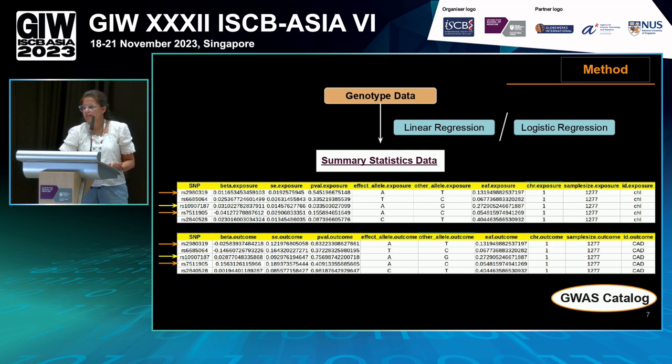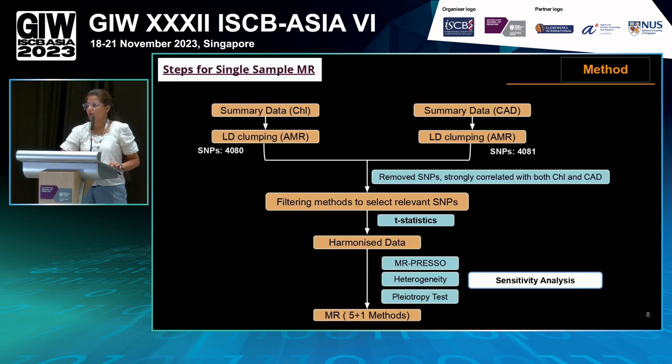Here you can also see that the same SNPs have different beta values in the exposure and in the outcome. Exposure is cholesterol and outcome is CAD, as already written. So we try to study the impact of these SNPs, how they are different and correlated in both data sets. The summary statistics data can be found freely in the GWAS Catalog or MR Base or something similar.